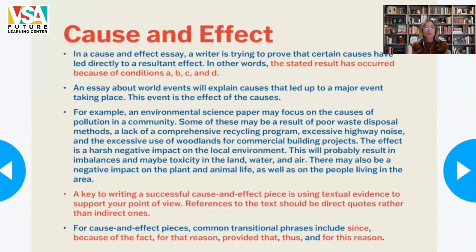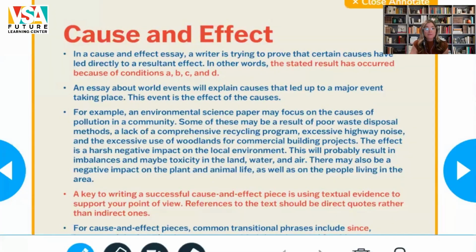This is the result. For example, an environmental science paper may focus on the causes of pollution in a community. Some of these may be a result of poor waste disposal methods, a lack of comprehensive recycling programs, excessive highway noise, and the excessive use of woodlands for commercial building projects. The effect is a harsh, negative impact on the local environment. This will probably result in imbalances and even toxicity in the land, water, and air. There may also be a negative impact on the plant and animal life, as well as the people living in the area. So notice in this example, we have the effects, which I will highlight.